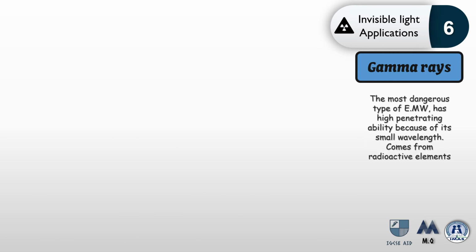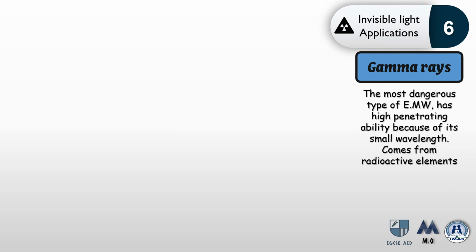Last thing is gamma rays. And gamma rays are the most dangerous type of electromagnetic waves. They have high penetrating ability because of their extremely small wavelength, and they come from radioactive elements, which will be discussed in the chapter on radioactivity later. They are used in medicine to produce images similar to X-ray images, but with a different mechanism.